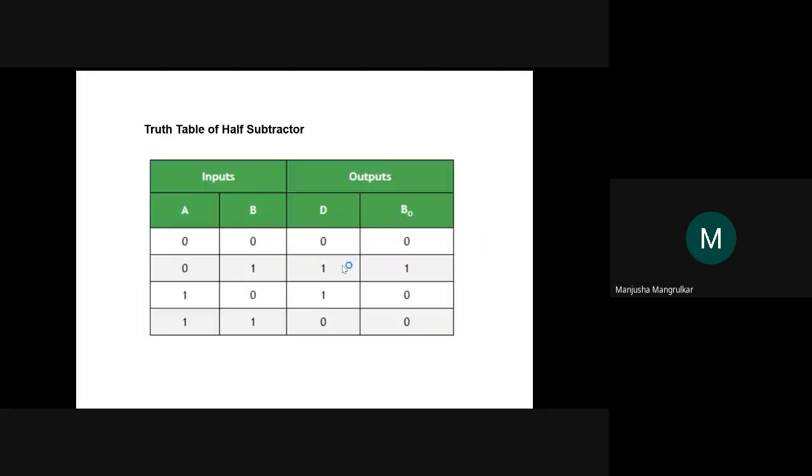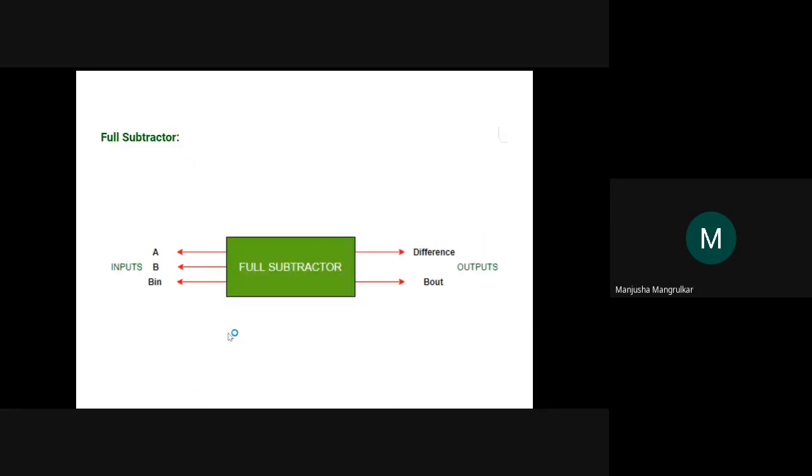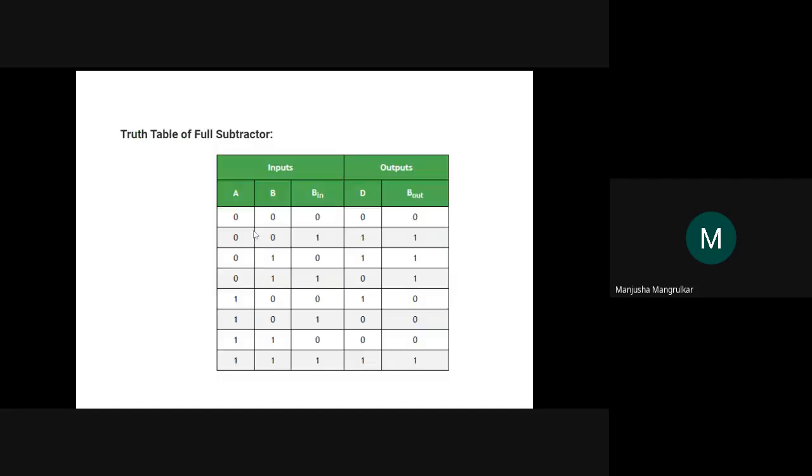Now the next is the full subtractor. In the full subtractor, the same, your borrow input is added there, meaning it is a three input variable, with outputs difference and borrow out. Now suppose this is 0 0 0 1. B in means your borrow in. So now here 0 minus 0 minus 0 is 0, right? If any one of the inputs is 1, your difference will be 1 and your borrow will be 1.